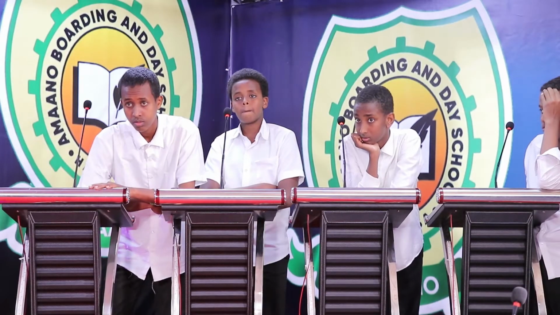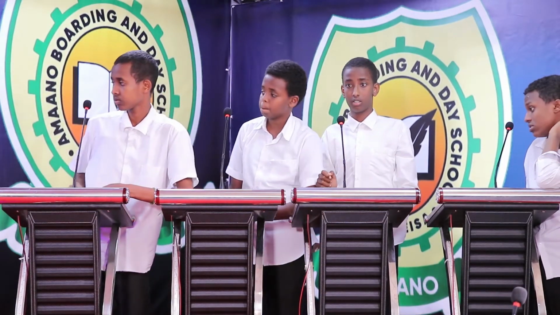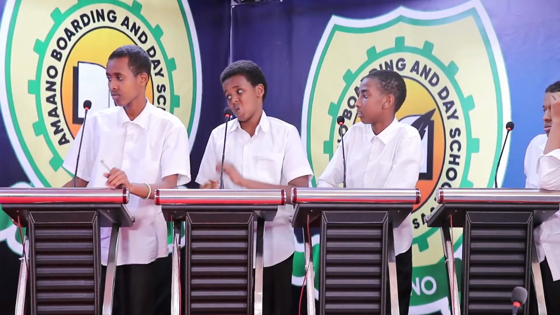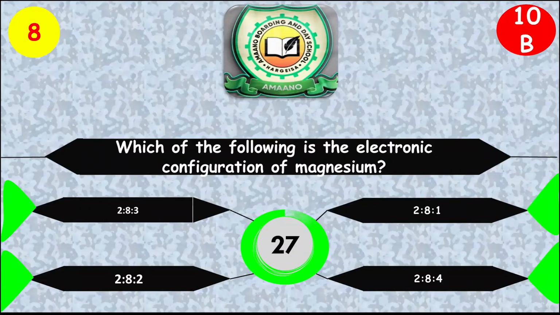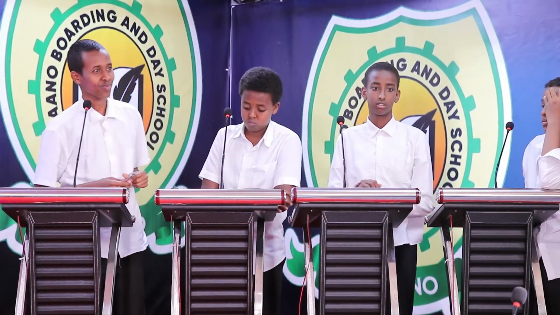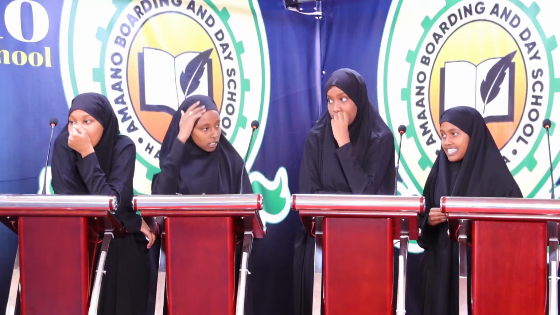Okay, the boys, which question haven't you done? Question 8. Which of the following is the electronic configuration of magnesium? 2, 8, 2. Okay, that is correct. Three girls have done that segment. Boys? Finished. Well, the first segment is finished.